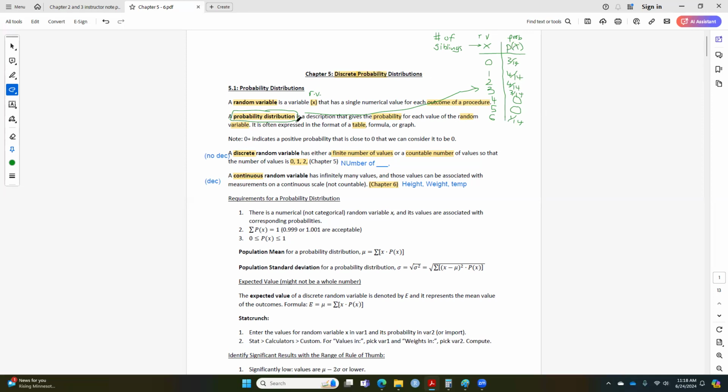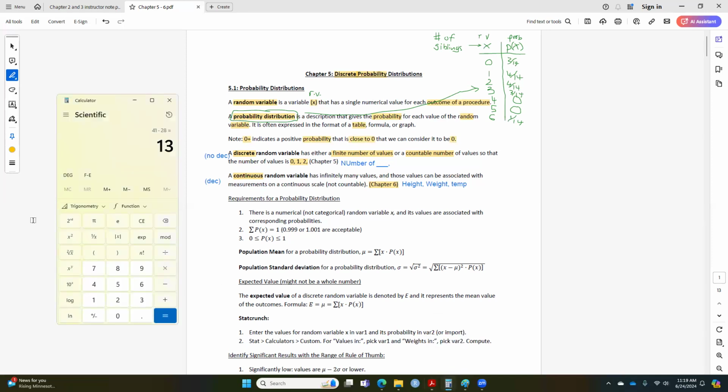So sometimes in probability, they use the symbol 0 plus. So do not use 0 plus in your test or your homework. Test is all right. Homework, no, because your computer doesn't understand 0 plus. What is 0 plus? 0 plus is a probability that is so close to 0, it can be considered to be 0. Okay. For example, this is also very important in your calculator.